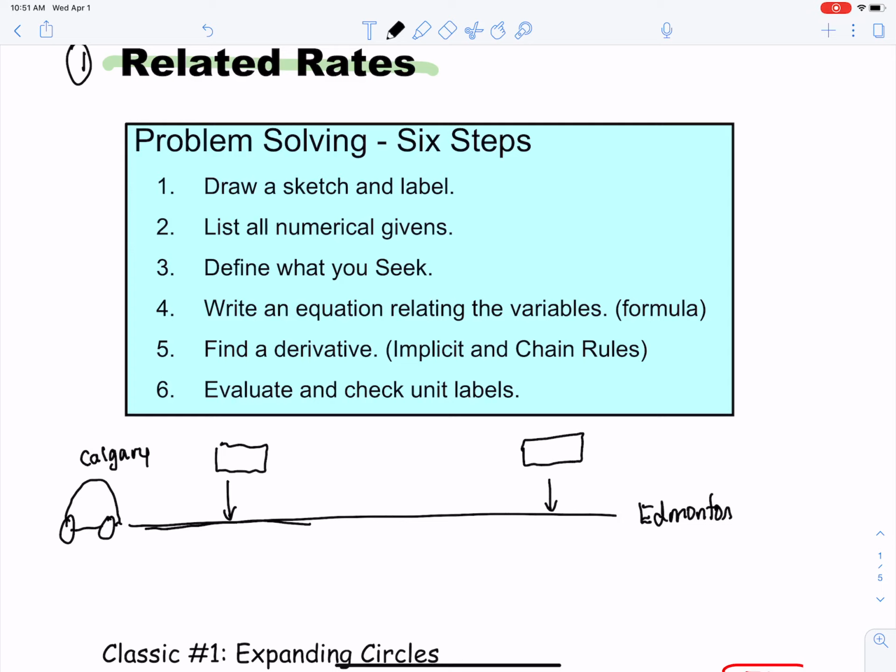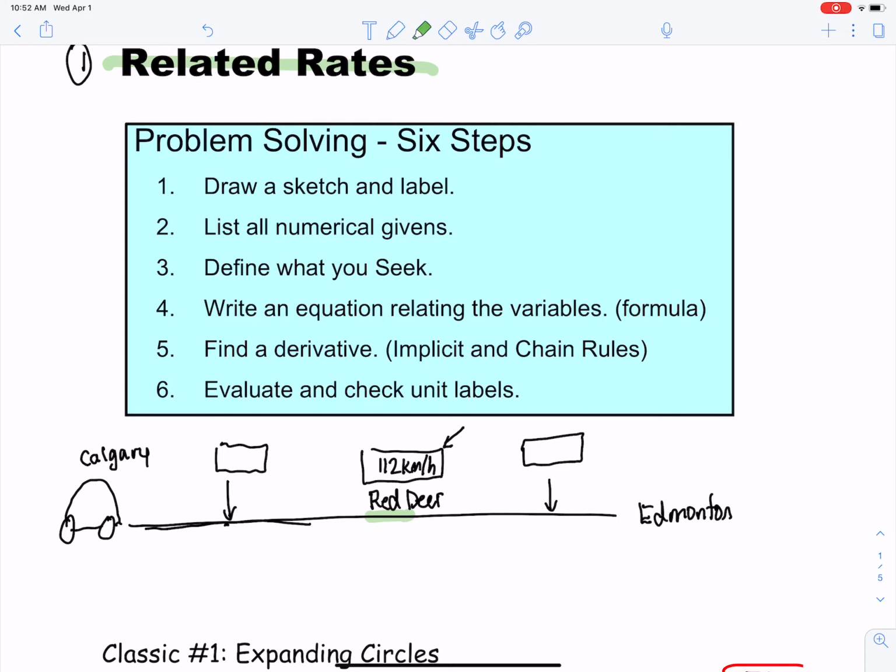So I could be interested in what is the rate of change of my car when I hit the Red Deer sign. I would look at my speedometer, and at that specific moment, perhaps I was traveling 112 kilometers per hour. That would be the instantaneous rate of change at that instant in time. So related rates is all about finding a very specific instant in time and how fast some quantity was changing at that specific point in time.